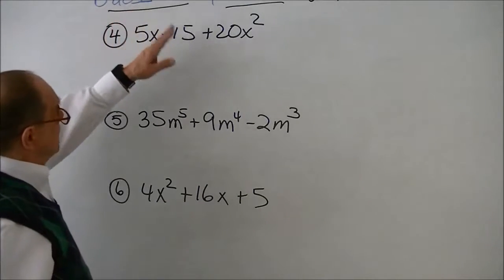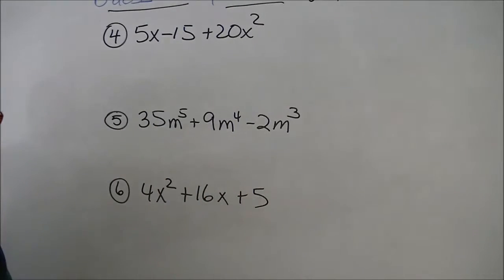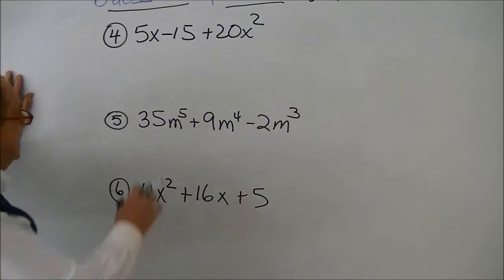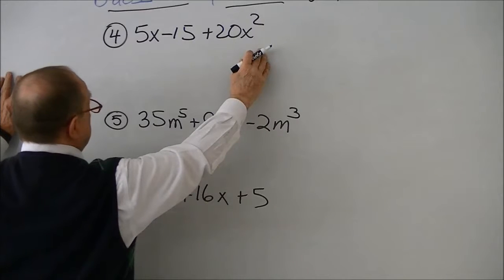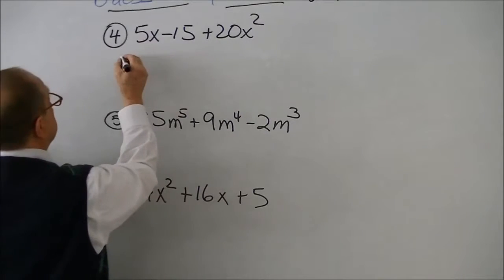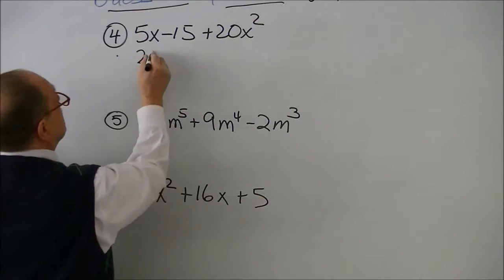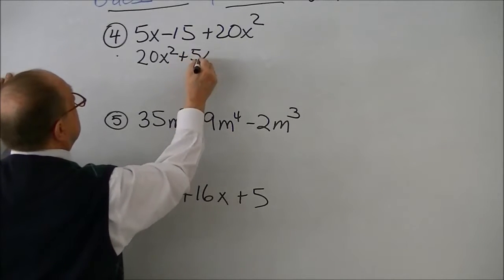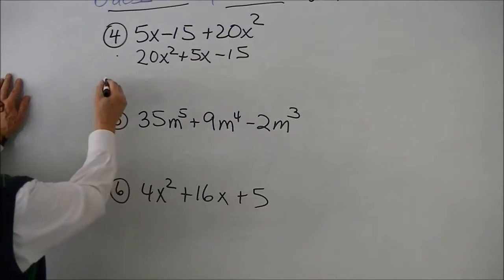Now we still have the guess and check up on top, but we're kind of focusing on this. As you look at example 4, is it in standard form? No. So I'm going to factor out a 5. Well, I'll put it in standard form first. 20x squared plus 5x minus 15. Now I'm going to factor out a 5.